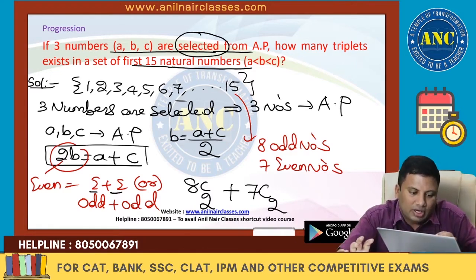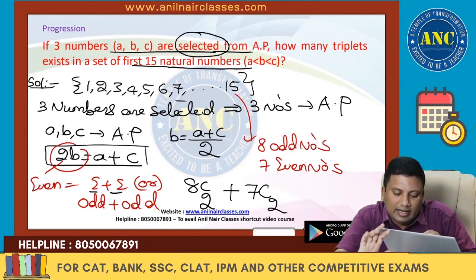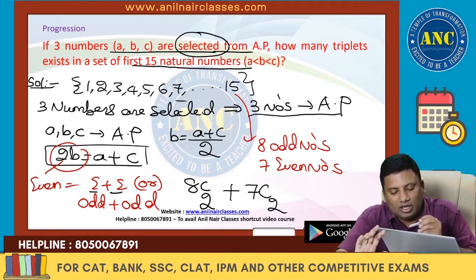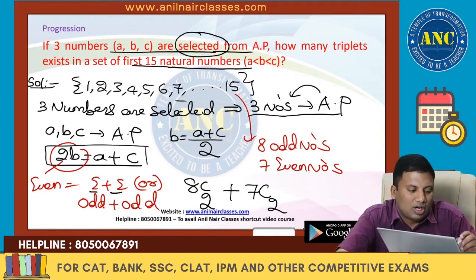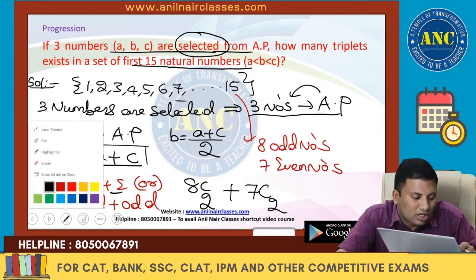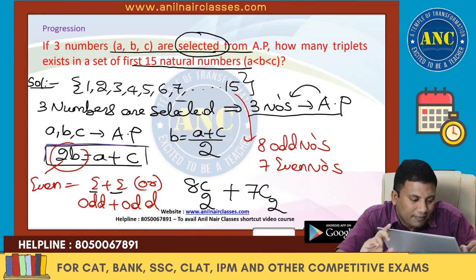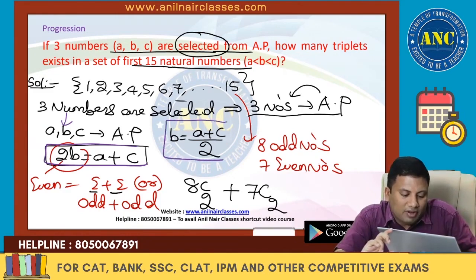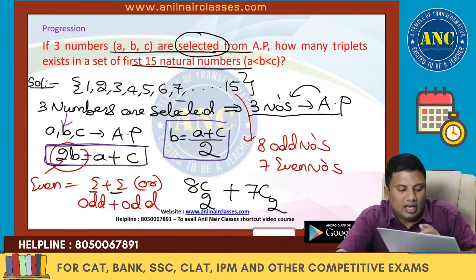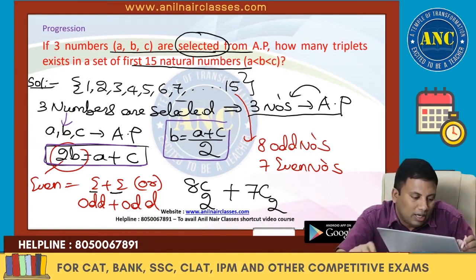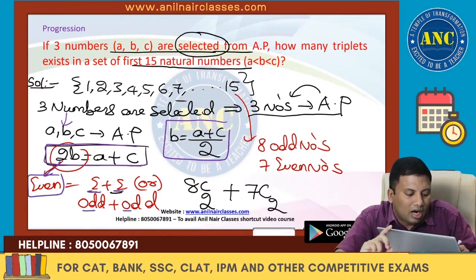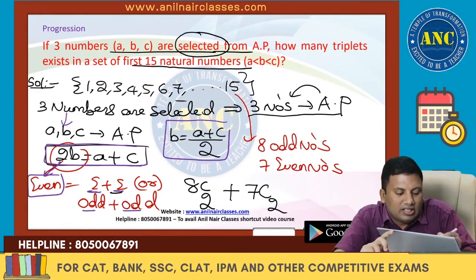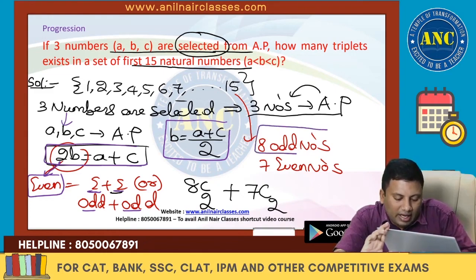There are 15 natural numbers, and in them 3 numbers need to be selected such that they are in arithmetic progression. If A, B, C are in arithmetic progression, 2B is equivalent to A plus C, since B is the middle value, B is A plus C by 2. 2B is an even number. If the left hand side has to be even, it has to be even plus even or odd plus odd. In these 15 natural numbers, there will be 8 odd numbers.